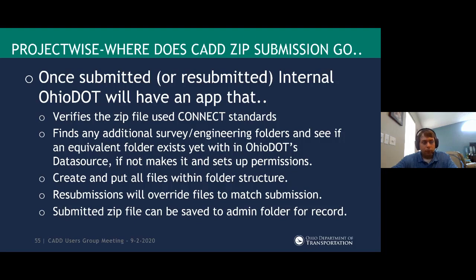This is another thing on my to-do list that I just need to finish off: internally we're going to have an app to import that data, and what it'll do is identify those things like the additional engineering folders, and create those in our data source to have those additional engineering or survey folders, and bring in stuff from their 990 workset standards folder, so it just works a little better. And then be able to handle those resubmissions.